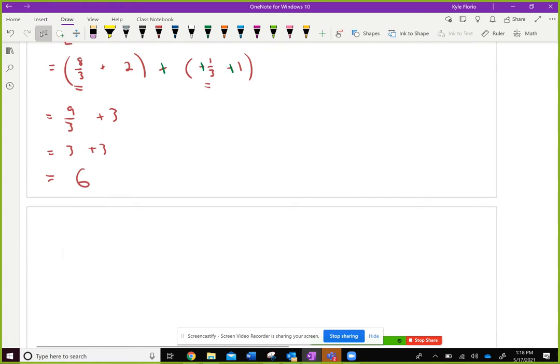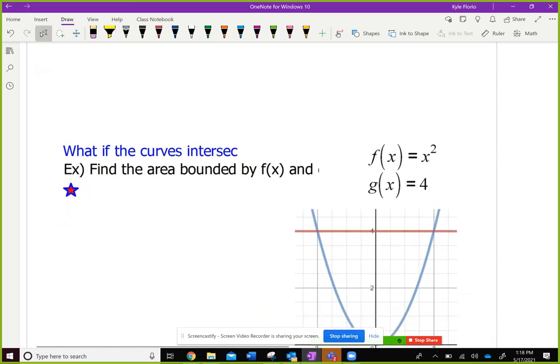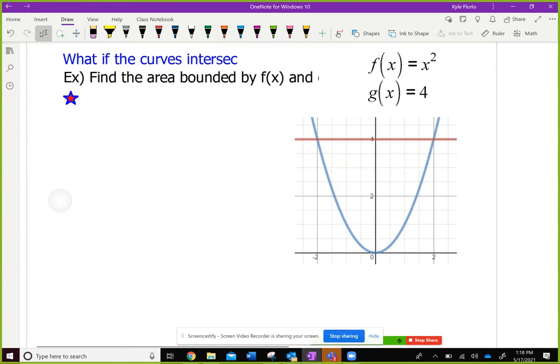Questions? Okay. What if the curves intersect? GG.